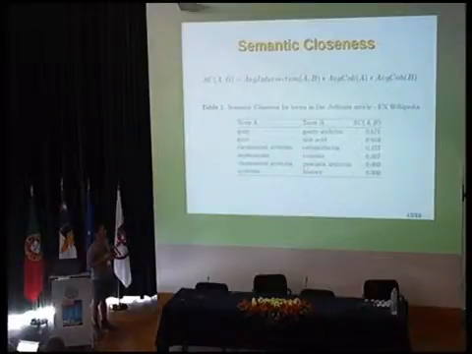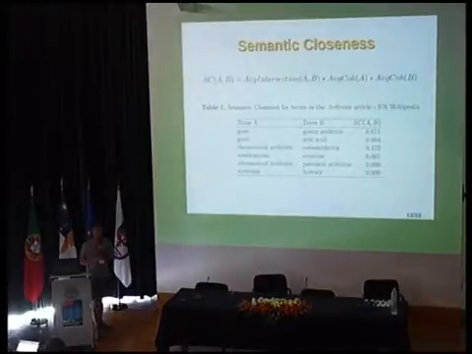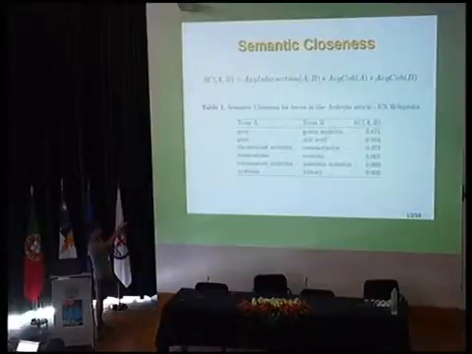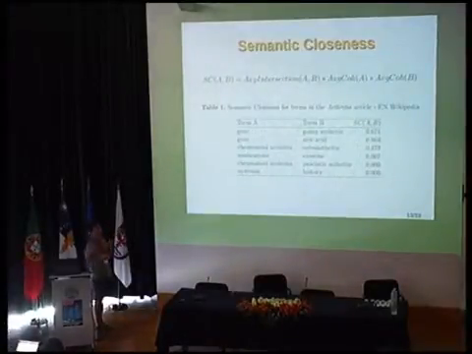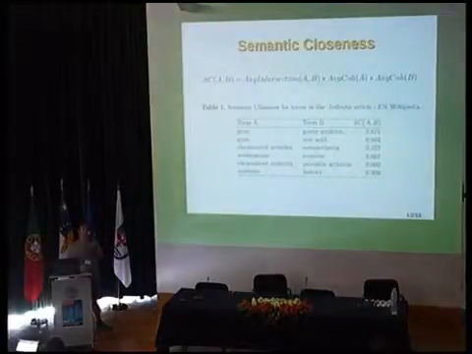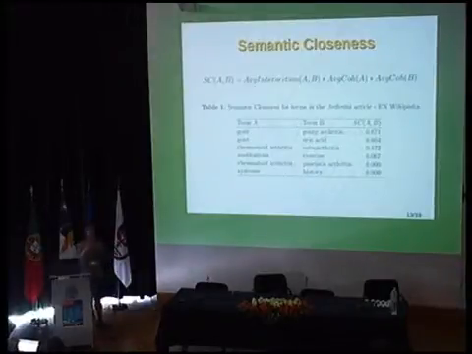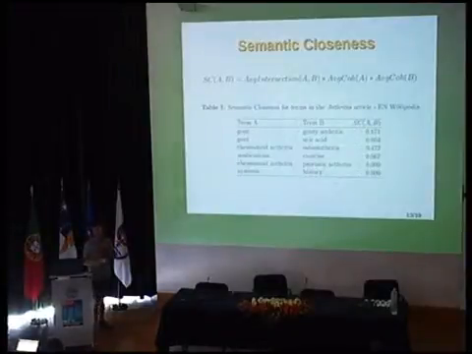I'll give an example on this table. This is for the arthritis article from English Wikipedia. And as you can see, gout is related, the best relation is gout with arthritis. It's the same thing, like a synonym. But also gout is highly related with uric acid. It's not a synonym, so that's what I said. We don't know the type of relation, we just know how related they are. And then, as you can see at the bottom, systemic and history, they are not related at all.